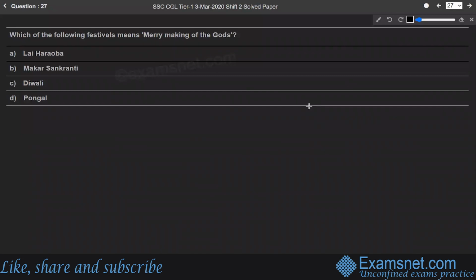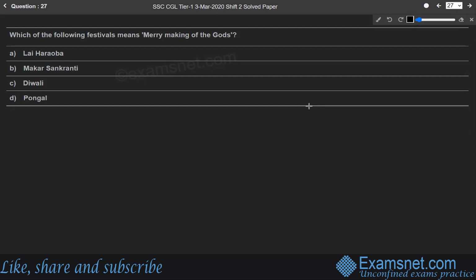Next question is, which of the following festivals means merry making of the gods? Let us have a look towards all the options. Lai Harauba, Makar Sankranti, Diwali or Pongal. So before getting the answer for this question, first let us understand and know about all the festivals.